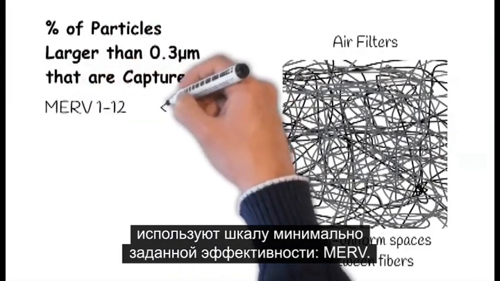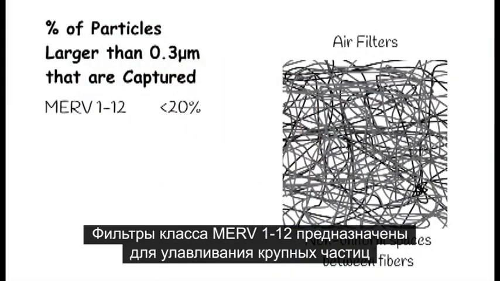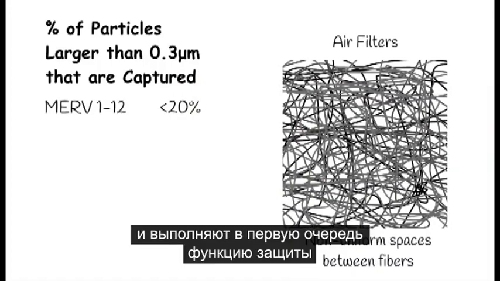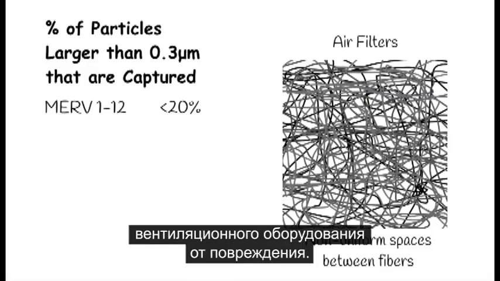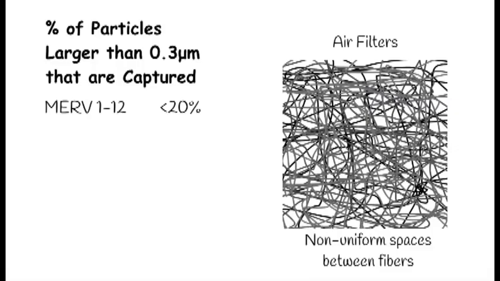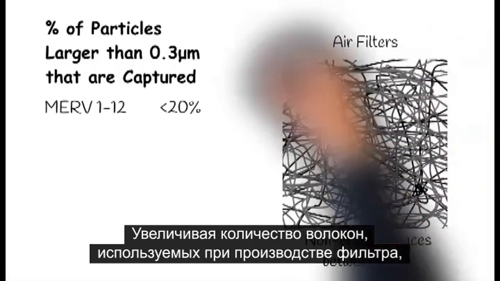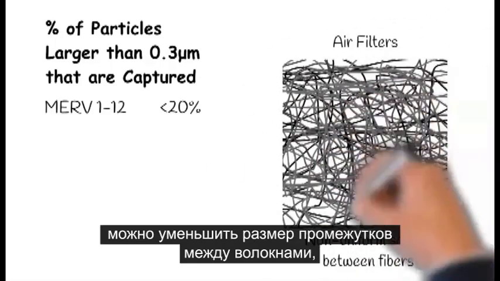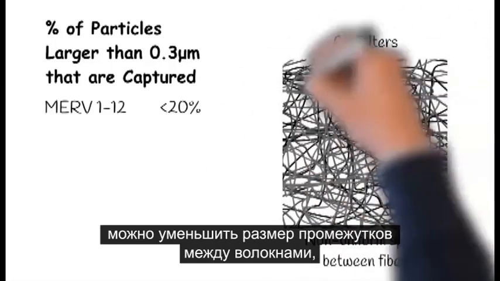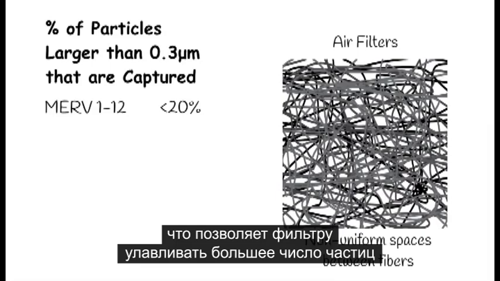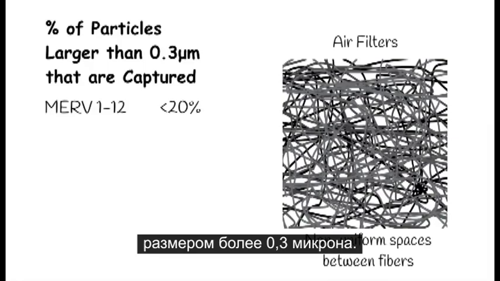Filters that are designated MERV 1 through 12 are designed to protect the HVAC equipment by keeping detritus and large, very large particles like leaves out of the HVAC system so that the fans and other equipment are not damaged. By increasing the amount of fibers used in creating the filter, you're able to reduce the size of the space between the fibers. That enables the filter to capture more of the particles that are larger than 0.3 microns.